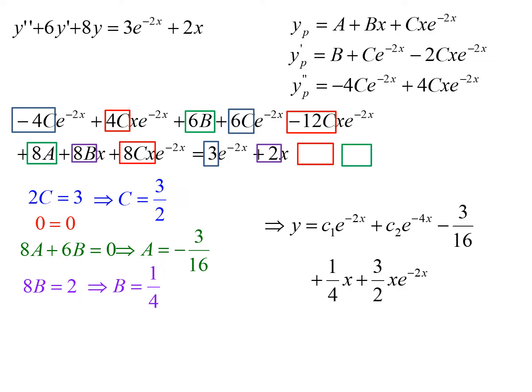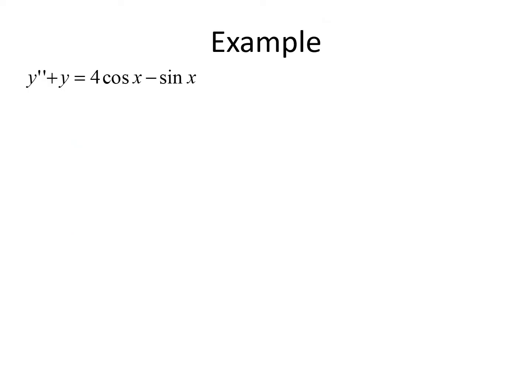Y equals c1 e to the negative 2x plus c2 e to the negative 4x minus 3/16 plus 1/4 x plus 3/2 x e to the negative 2x. Let's do one final example. So this time we have y double prime plus y equals 4 cosine of x minus the sine of x.